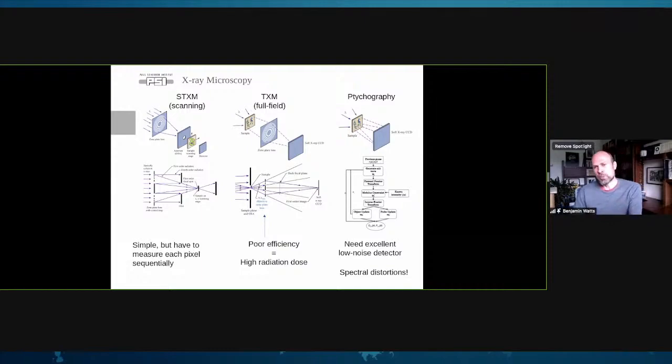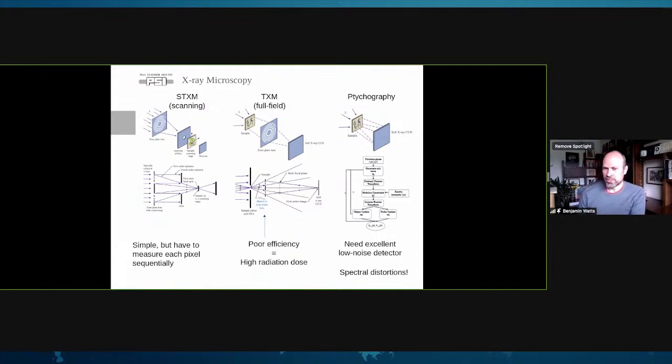And this is positioned after the sample in the case of a full field microscope, and therefore your sample will see 5 times as many photons as the detector does, which means that the radiation dose your sample receives will be automatically 5 times higher, at least, than what you would have in a scanning microscope. So that's really the big problem there.